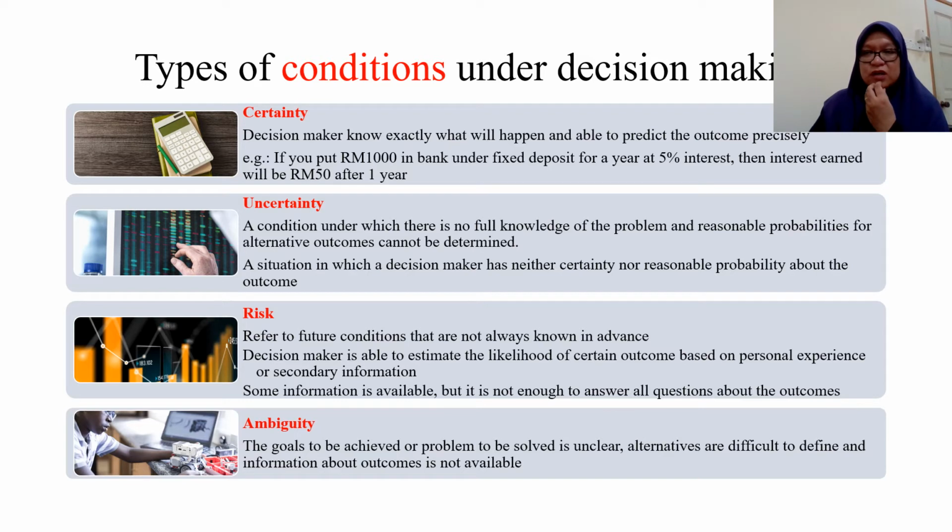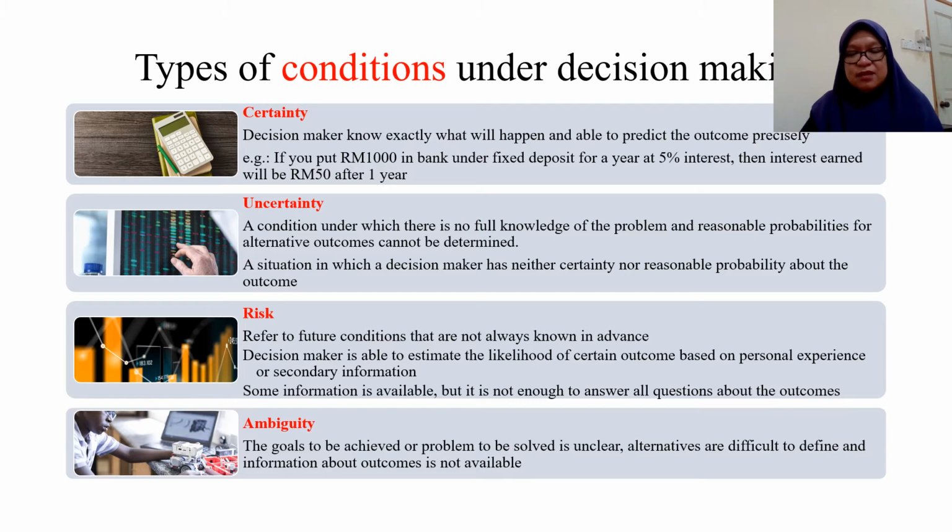Okay, so even though you already calculated about the shares or about the business, it's still putting yourself at risk. Okay? And the last one is ambiguity. Okay? The goal to be achieved or the problem to be solved is unclear. First, you don't understand whether there is a goal or problem that you need to solve. Okay? Alternatives are difficult to define.